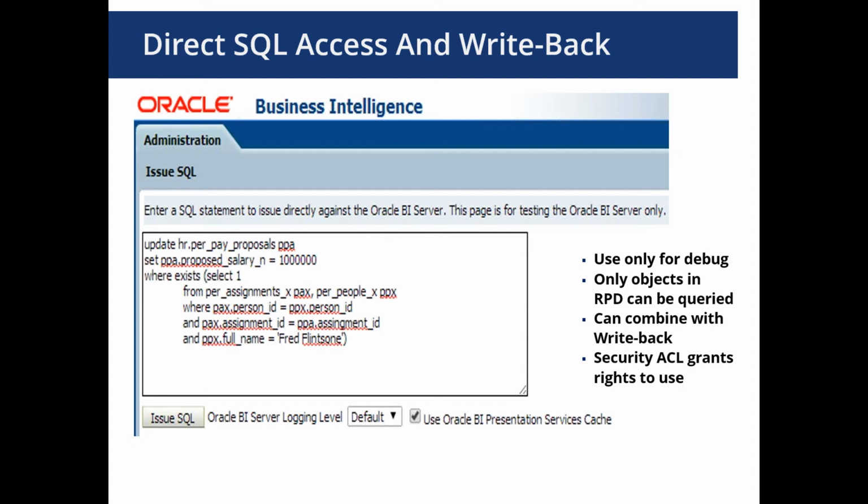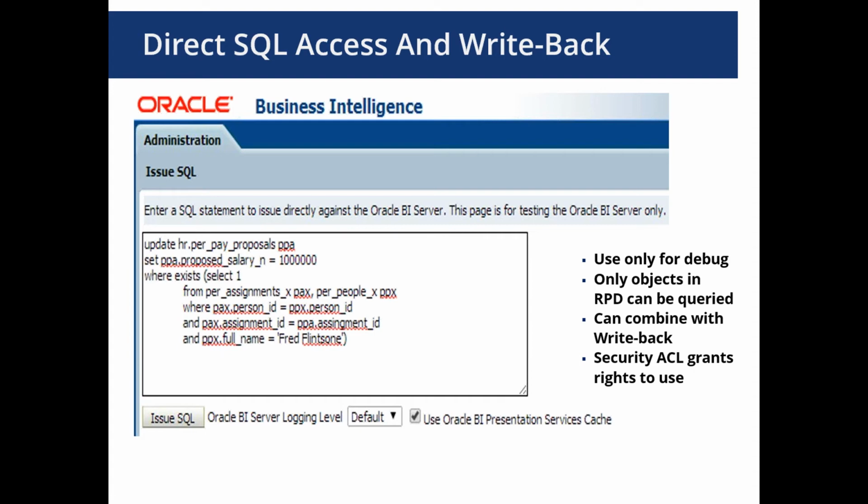So direct SQL access allows you, from the business intelligence graphical user interface, to enter any DML statement, right? Some key points: it should only really be used for SQL selects, and it should only really be used for debugging purposes. The key point here is that you can only query objects that have been defined within the RPD. So, for example, if I have an OBIEE solution that's going against the Oracle eBusiness Suite, I can't just randomly query any table in the Oracle eBusiness Suite. I can only query those objects that have been defined within the RPD file, within the OBIEE metadata.